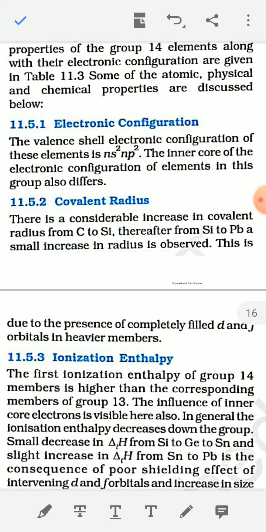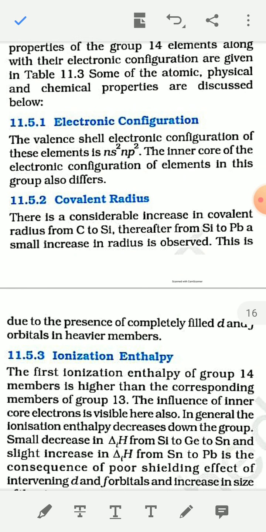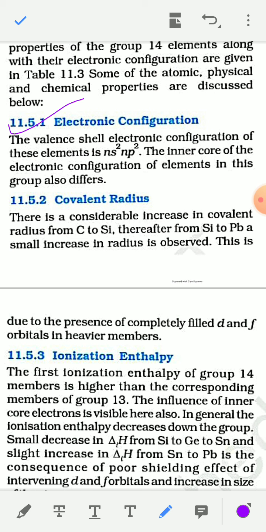And you have to read the general electronic configuration. The general outermost electronic configuration of group 14 elements is ns2 np2. All group 14 elements have this general outermost electronic configuration, ns2 np2: 2 electrons in the outermost s orbital, the ns orbital, and 2 electrons in the outermost p orbital. So the valence shell electronic configuration of group 14 elements is ns2 np2.